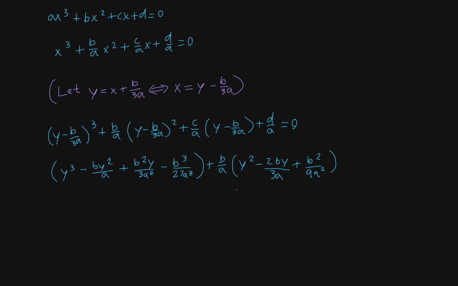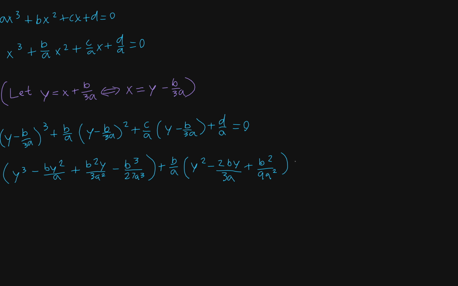Okay, and then the c/a term, so plus c/a, we're just going to leave this alone, it's only coefficient of 1, so y − b/3a, we're going to expand it after, and then plus d/a is equal to 0. Now here we're going to want to distribute these coefficients around and see if we can cancel things out.